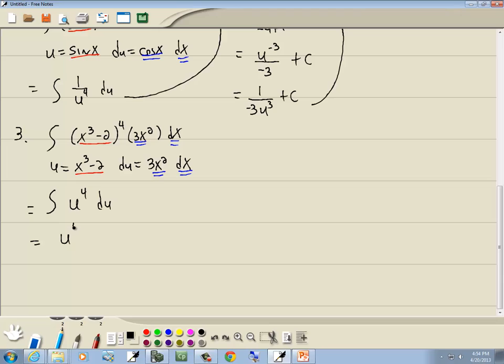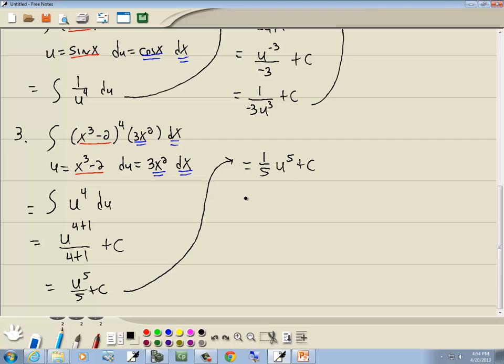Add 1 to our power. So we got u to the 4 plus 1 over 4 plus 1. Add 1 to our power, divide by our new power. Plus c, which gives us u to the fifth over 5 plus c, which gives us 1/5 u to the fifth plus c. And now we want to plug our u back in. In this problem we said u is equal to x to the third minus 2, so we'll put in x to the third minus 2 for the u. Fifth power plus c. And that's our answer.